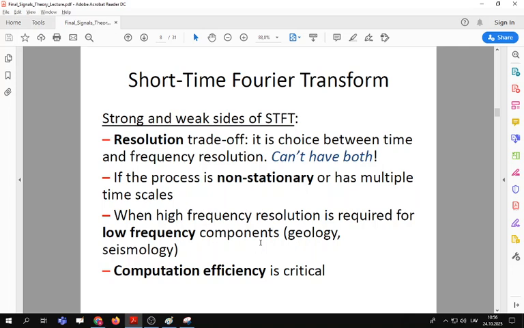And you need to realize that those are computations that you have to do. You take a segment, you apply some window to that segment, then you calculate the spectrum, then you take the next segment and so forth. That's much more computationally intensive than just the fast Fourier transform.